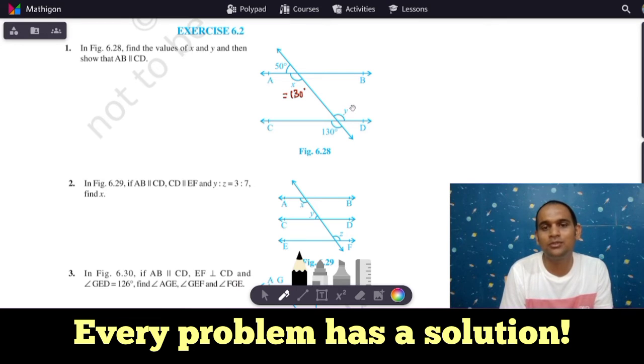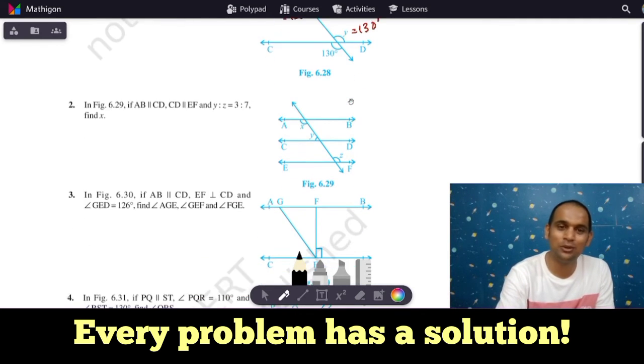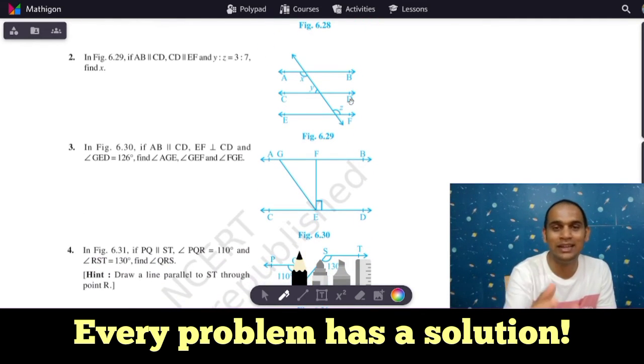X and Y form alternate interior angles. So Y will be 130. That's all. You just need to mention the reasons why you are writing this. Okay. I'm verbally telling you, when you are presenting it, you can write the answer.